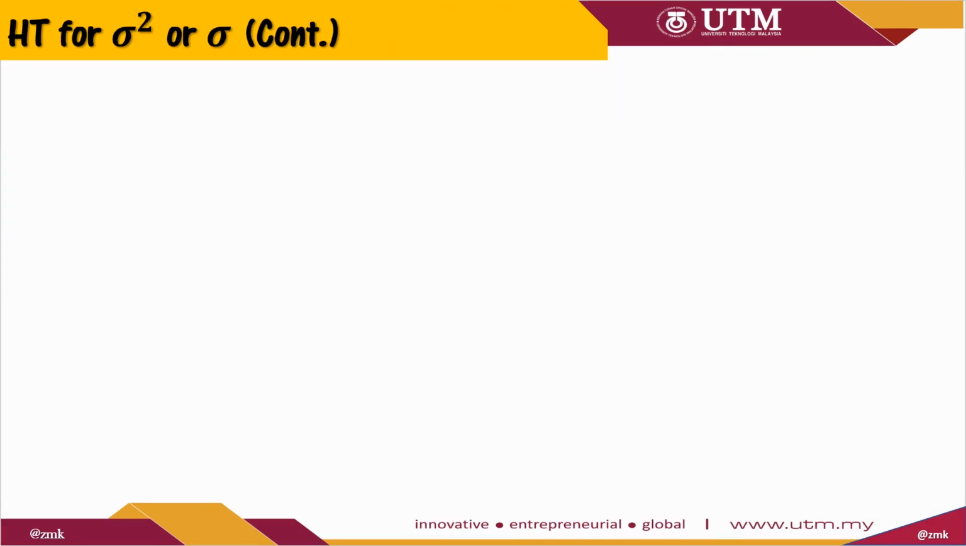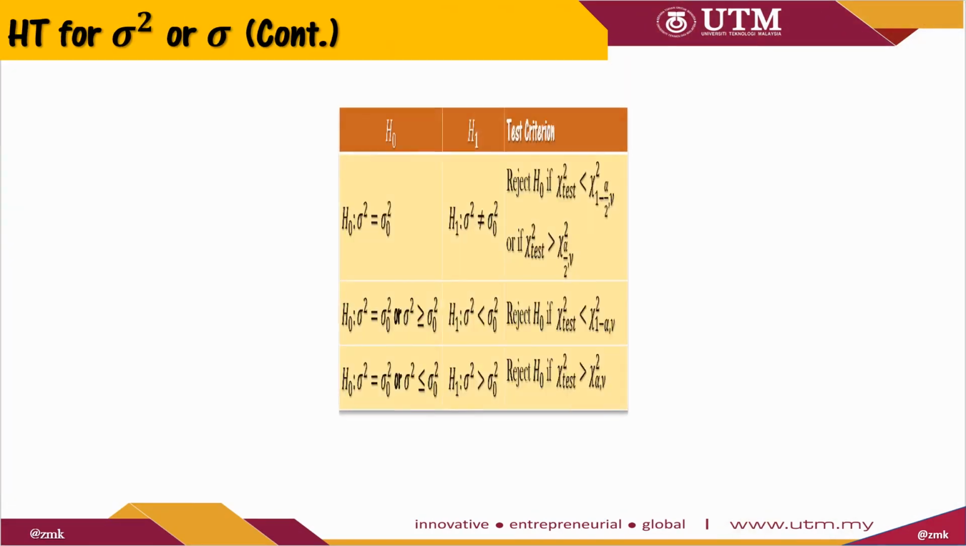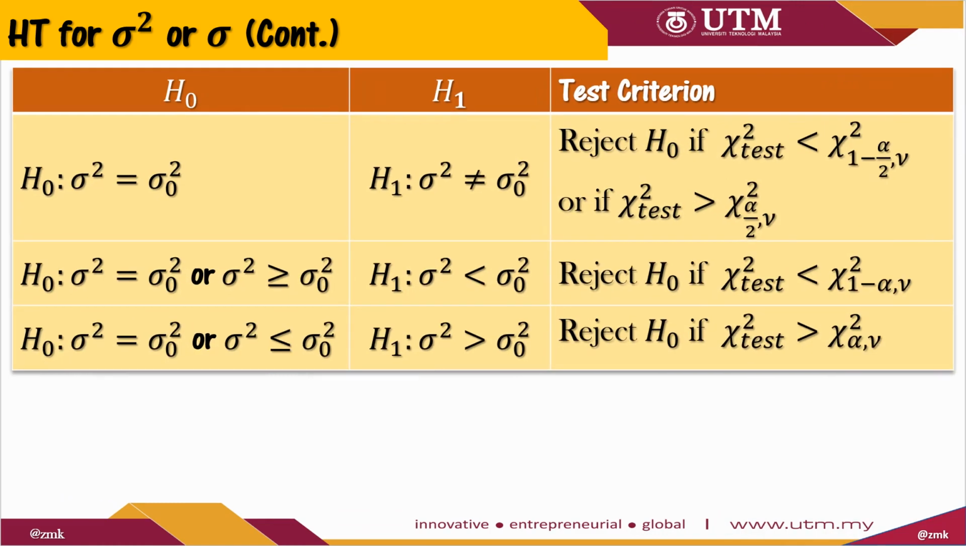If we look again at the table from the previous slide, suppose now we want to test a population standard deviation sigma instead of testing population variance sigma squared. Do we have to change anything, especially the test statistic and the critical values? For example, do we have to square root the test statistic and the critical values? The answer is certainly no. You do not square root the test statistic and the critical values when you test sigma.